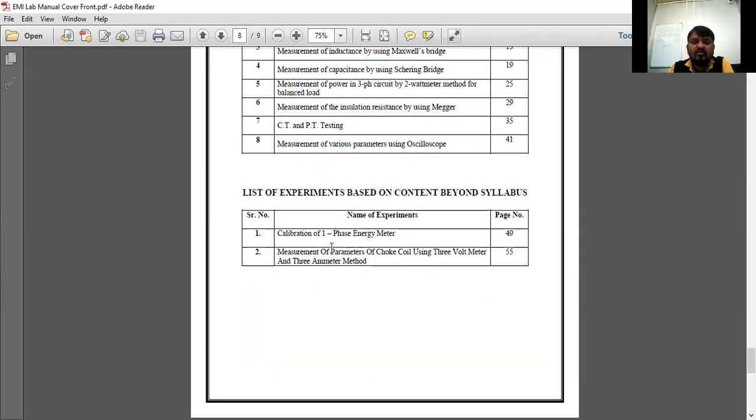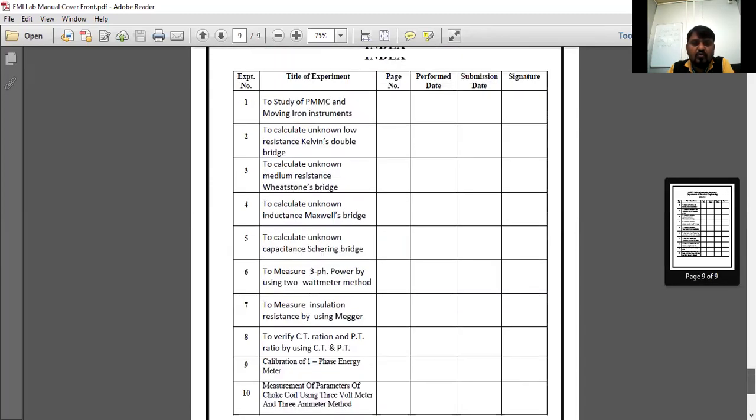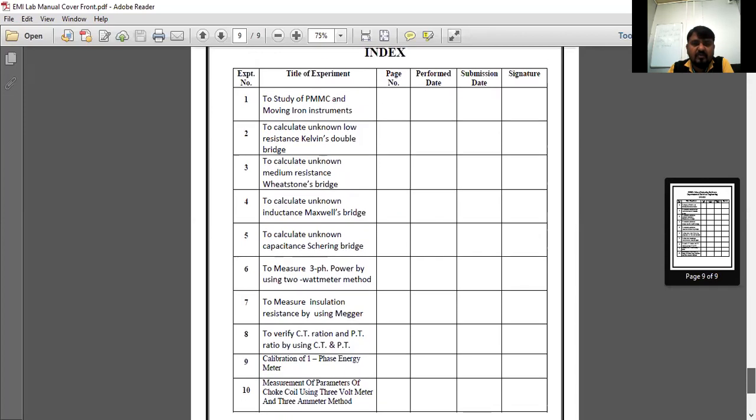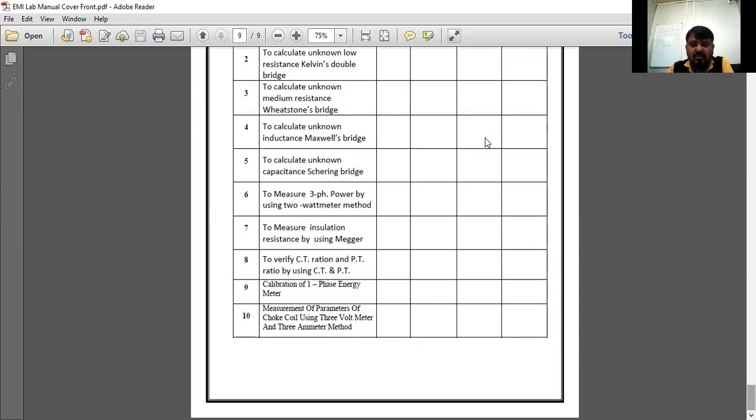Out of these, we can do the calibration of the energy meter. We can measure parameters using a choke coil, the three voltmeter method and three ammeter method, and also measure the powers. So out of 14 experiments, we are going to conduct these experiments. We can study the PMMC and moving iron instruments, calculate low resistance by the Kelvin double bridge, and unknown medium resistance by the Wilson bridge. These are all experiments we can study and perform.